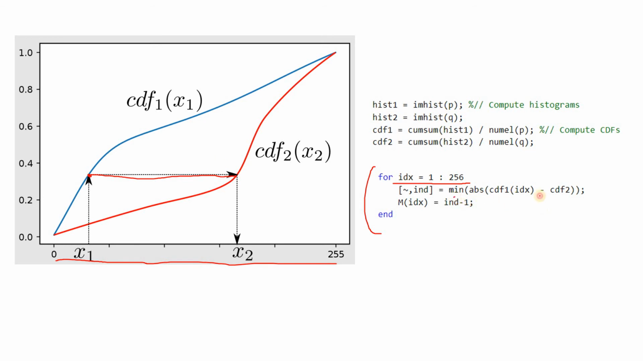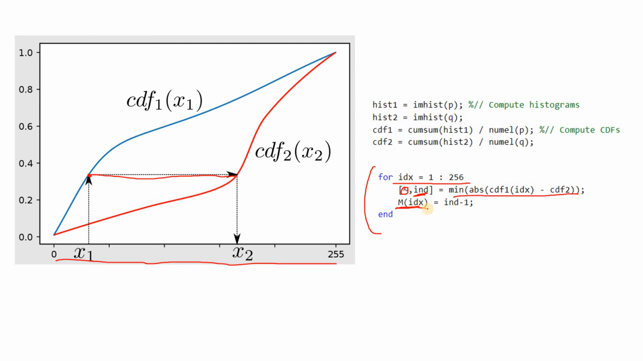That's why we are finding the minimum value of the absolute difference, that is CDF1 at the index, where the index varies from 1 to 256. We are picking up one by one element from our first cumulative distribution function, and finding out for which value the absolute difference is minimum. The value is not our point of interest; the index position is our point of interest, because at that index we will map, right?